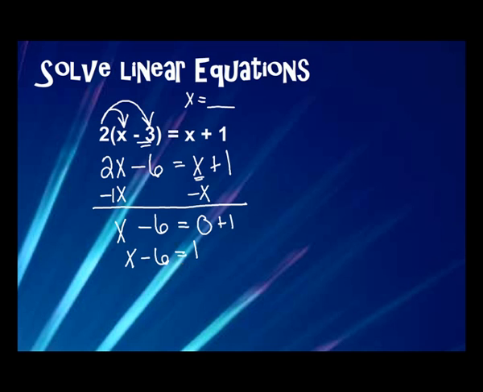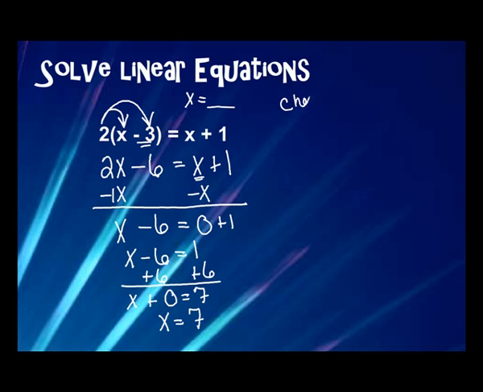And now it's just one of those basic ones that we've been doing. We still want to get x by itself, so the opposite of subtracting 6 is adding 6. So I'm going to add 6 to both sides of the equal sign. So I get x plus negative 6 plus 6 is 0 equals 7. Well, x plus 0 is just x. So I get x to equal 7.